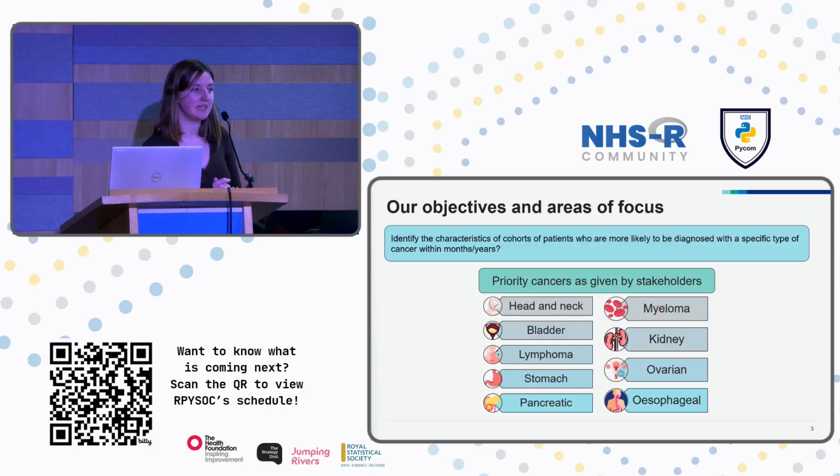So we worked with our key stakeholders to identify our main objective. This was to identify characteristics of cohorts of patients who have an increased risk of developing specific types of cancer, within months and years of their diagnosis. So we focused on 9 priority cancers. These were outlined because they had a lack of screening programs and also tended to have a higher cancer incidence at later stages.